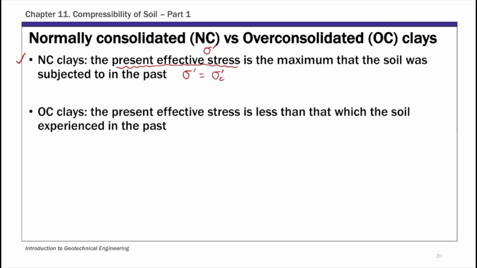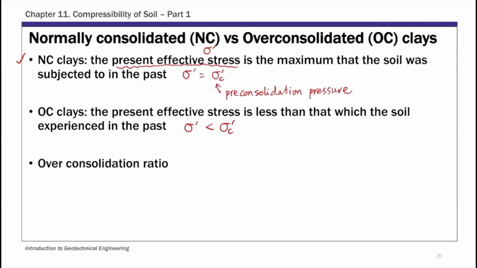In the second case, it's called over-consolidated clay. That's where your present effective stress sigma prime is smaller than its maximum in the past. So smaller than the pre-consolidation pressure. So that's NC and OC clays.